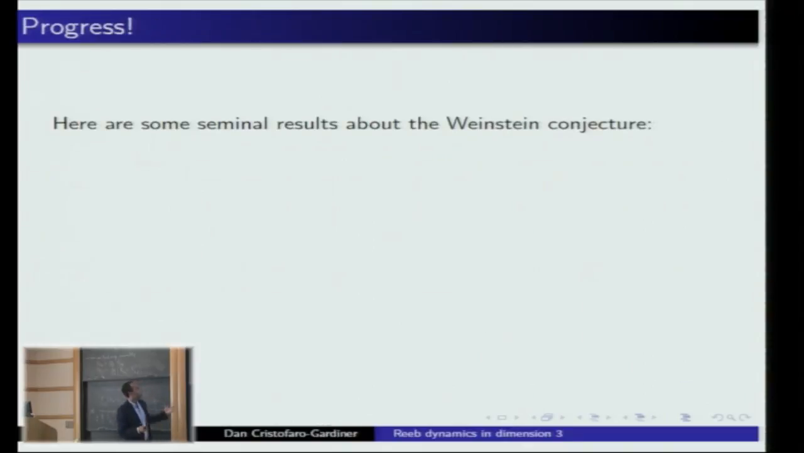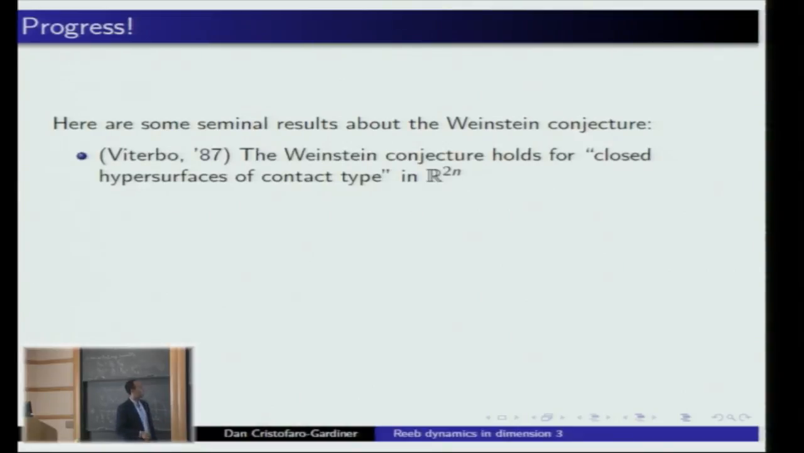One thing that's great about this conjecture is there has certainly been some progress. One main result is due to Viterbo in the late 80s. He showed that this is true for closed hypersurfaces of contact type in R2n. Again, I want to take a high-level overview, so I'm not really going to say what the definition of a hypersurface of contact type is, but this is the type of result that's particularly nice if you're interested in the applications to autonomous Hamiltonian systems.